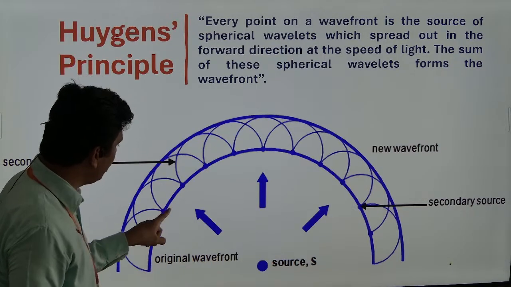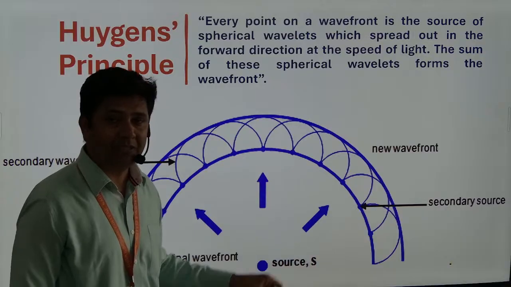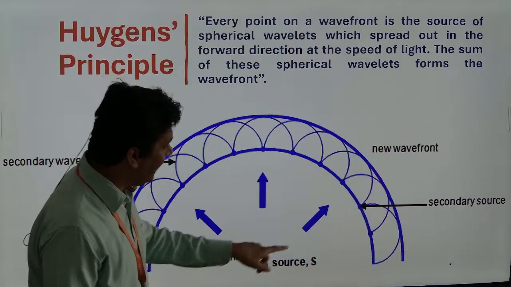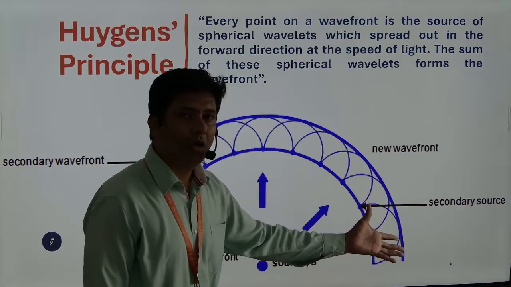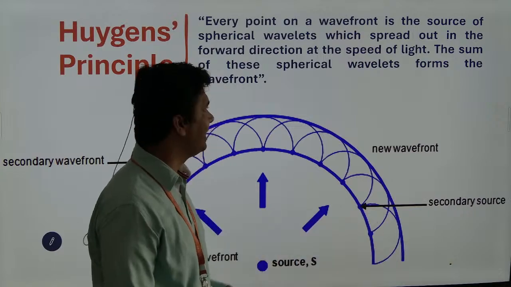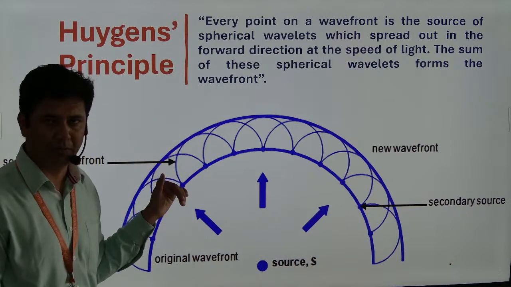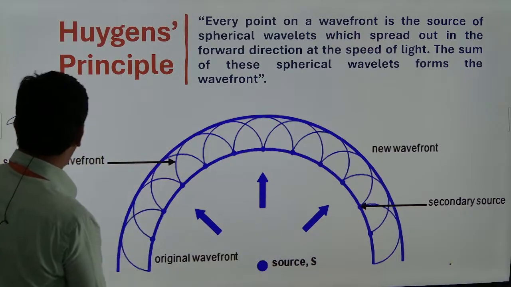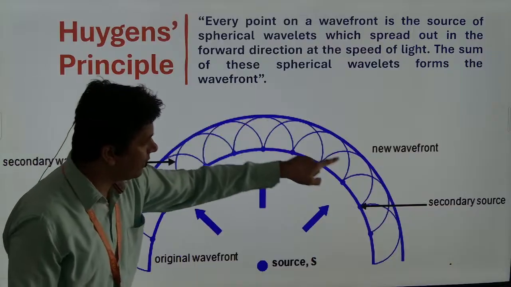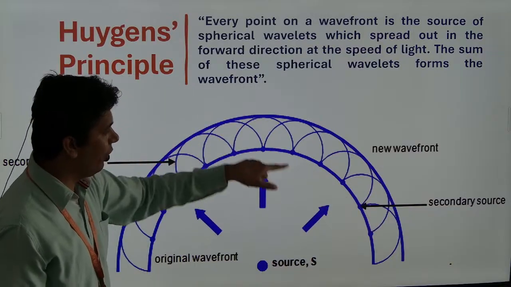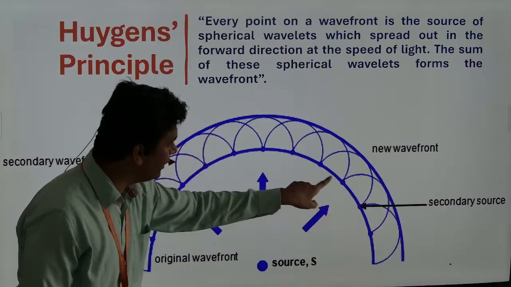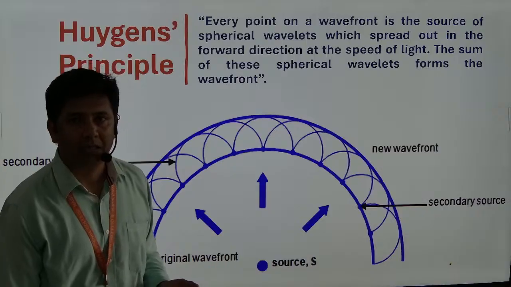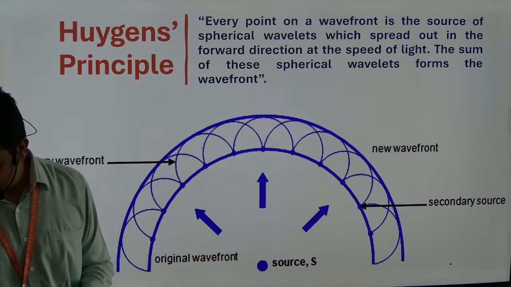So every point on this particular wavefront behaves as a secondary source of light, just as the primary source of light is there. And later on, it emits the wavefront in the forward direction. So this is what we call the Huygens principle. Here you will find this is the original wavefront, and these are nothing but the secondary wavefronts. Every point on this primary wavefront acts as a secondary source of light and gives out the secondary wavefronts.